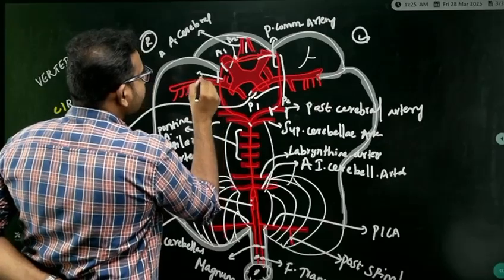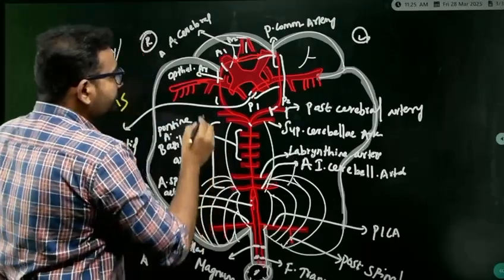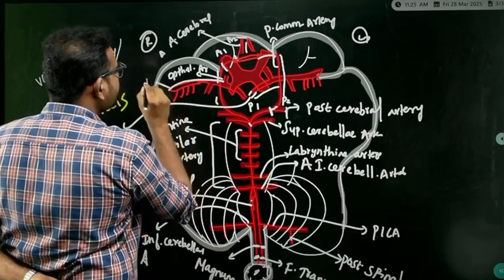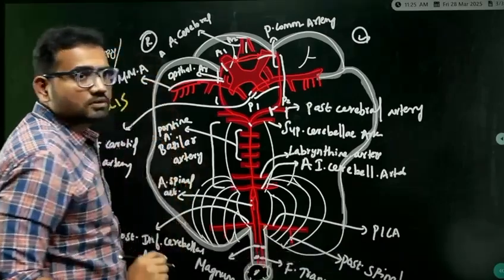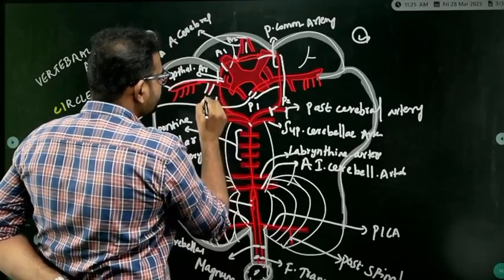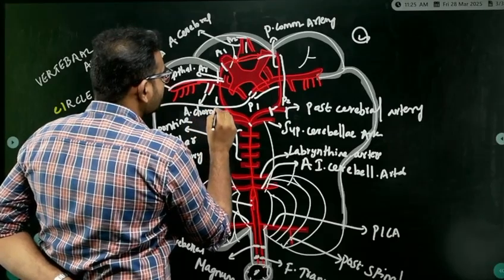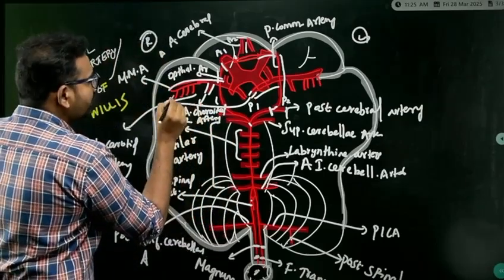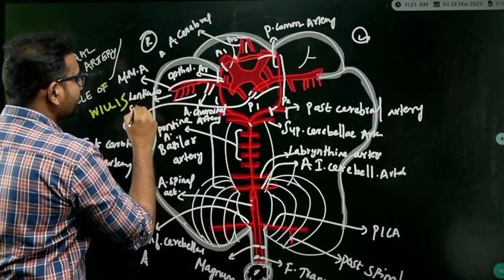What is this branch? This is the ophthalmic artery, and this portion from the ophthalmic artery till here is the middle meningeal artery. Okay, and then if you see here, it gives off further branches. This is the anterior choroidal artery, and these small branches are the lenticulostriate artery.